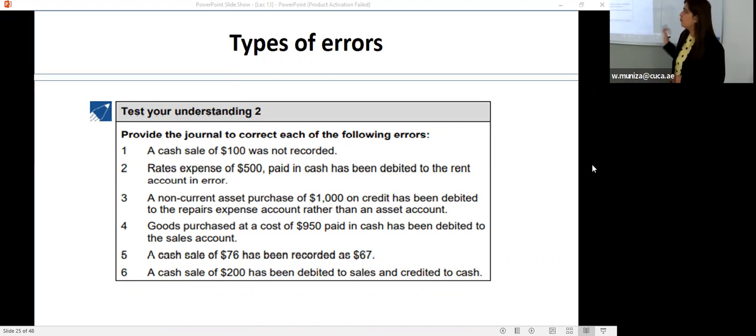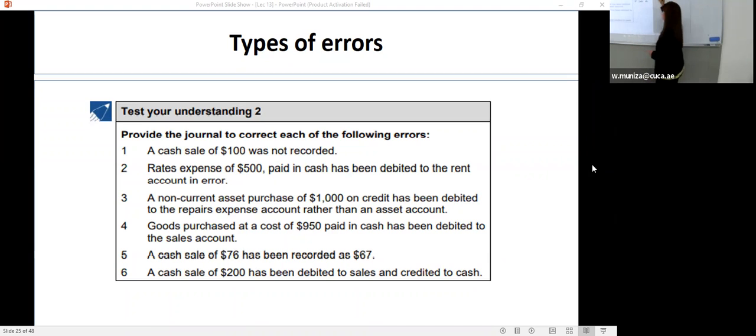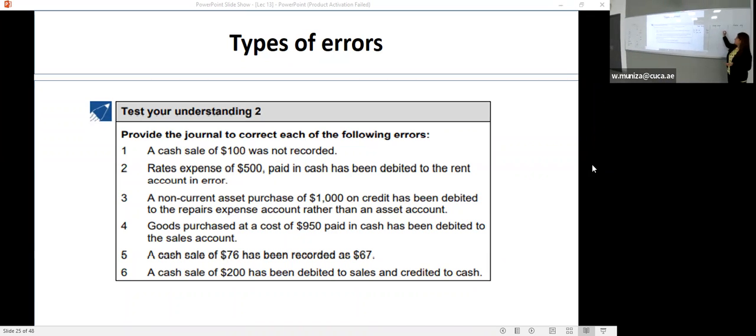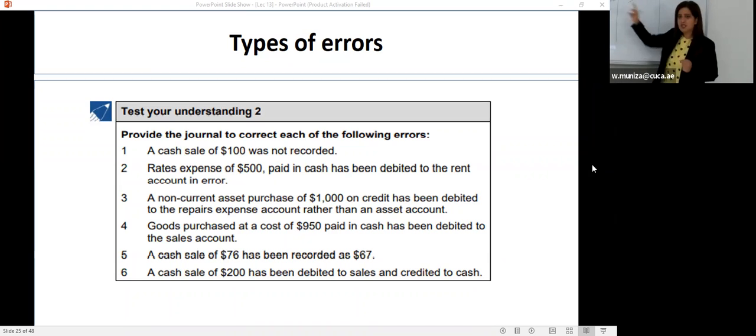A cash sales of $100 was not recorded. What is the correct accounting entry for cash sales? Mariam, what is the correct accounting entry for cash sales of $100? Credit sales, debit cash. Very good. Debit cash account, credit sales account, that is 100. What have you done? This accounting entry is not wholly passed. You have not at all passed this accounting entry. Which type of error is it, by the way? Error of omission. This is error of omission.